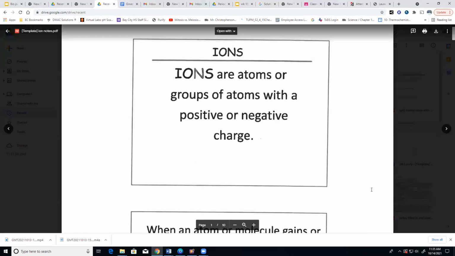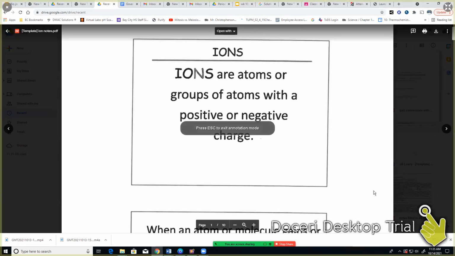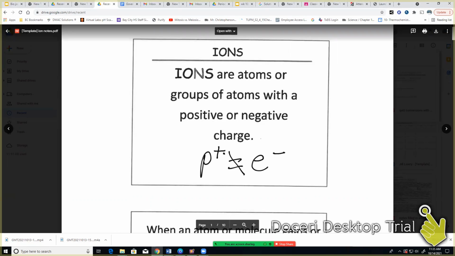All right, so ions are atoms or groups of atoms that have a charge, and they have a charge because they've either lost or gained electrons. So instead of their protons being equal to their electrons, that's no longer true. And when we talk about groups of atoms, those are the polyatomic ions. So those are those ones that are at the bottom as far as the back of your periodic table.